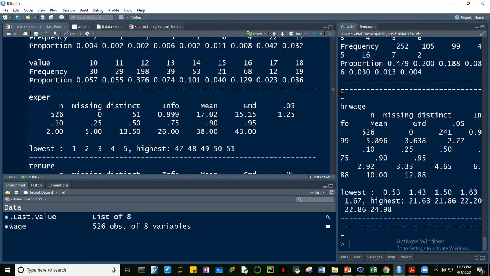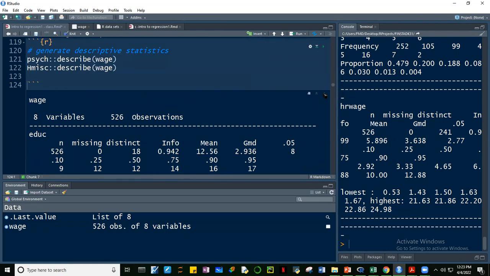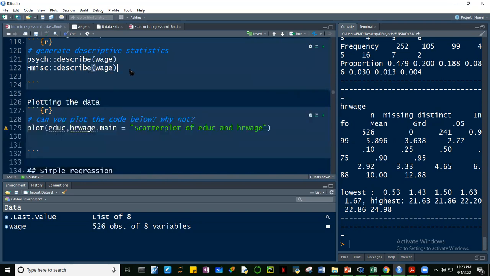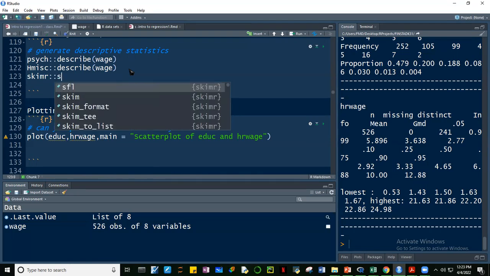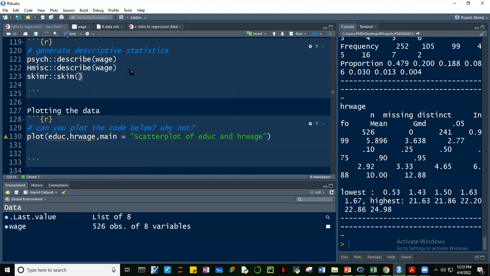Okay, so that's another example, guys, coming from H-miss. Okay, another one. Ano pa ang pwedeng natin? So si scheme R, no? Di ba? Si scheme R, meron din yan, scheme R. Okay. You can use the scheme function in wage. Okay, this will also generate some descriptive statistics.